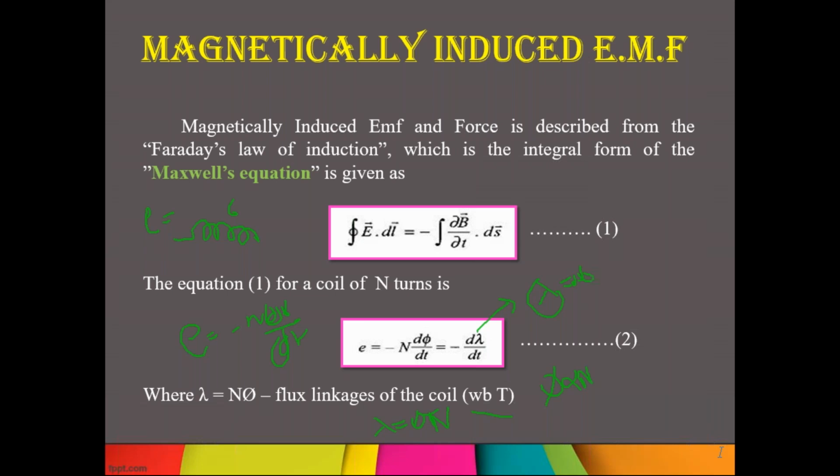What is the unit of flux? Webers. Here lambda is equal to n phi, where phi is in Webers and n is the number of turns. So its symbol is lambda. What is the unit of flux linkage? It is Weber-turns.